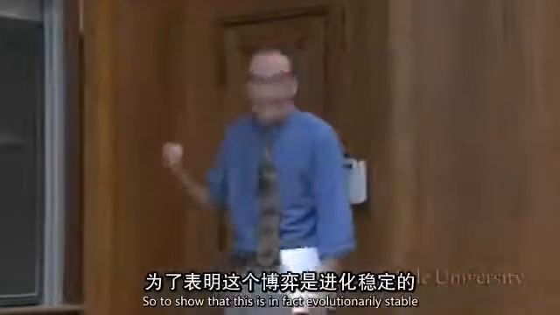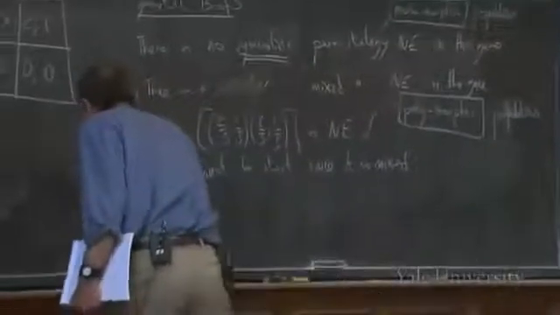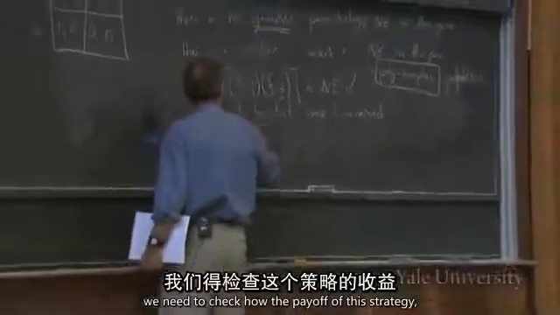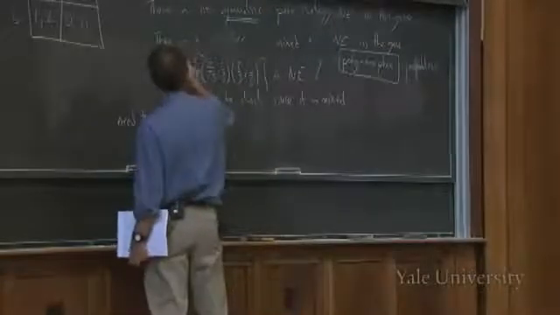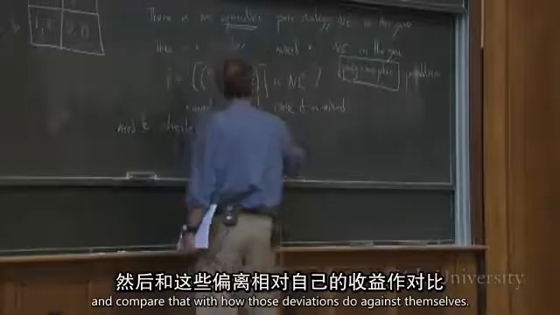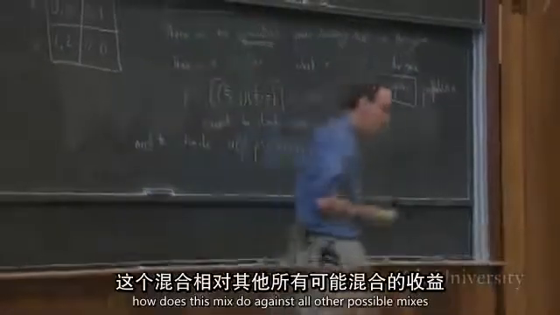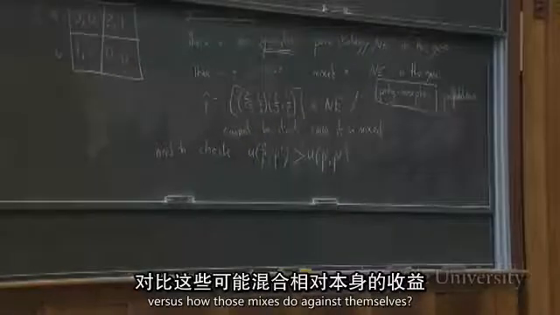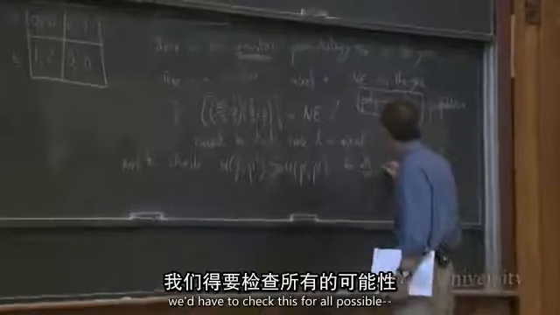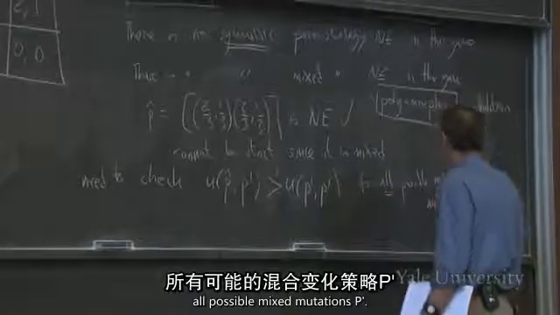All right? So to show that this is in fact evolutionarily stable, we'd have to show rule B. So we need to check how the payoff of this strategy, let's call it P hat, does against all possible deviations, and compare that with how those deviations do against themselves. We have to make this comparison. How does this mix do against all other possible mixes versus how those mixes do against themselves? And we'd have to do this, unfortunately, we'd have to check this for all possible, and now we have to be careful, all possible mixed mutations P prime.